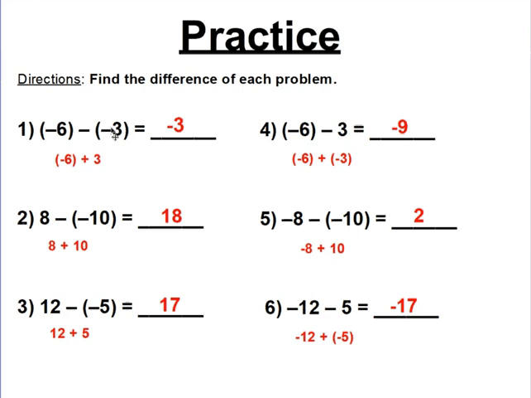And I made every second number its opposite. So negative 3, positive 3, negative 10, positive 10, negative 5, positive 5, 3, negative 3, negative 10, positive 10, 5, negative 5. And then I apply my adding rules.